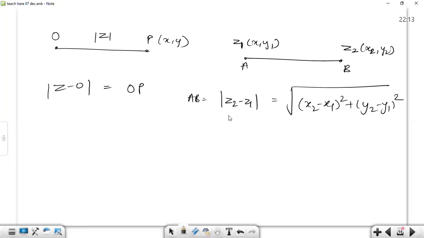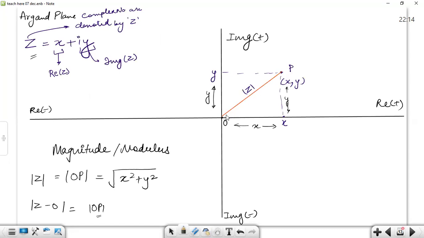If we find the length of the given point in the Argand plane, then this length is the modulus when we find it with respect to the origin. Clear? With respect to the origin, that becomes the modulus of that particular complex number.